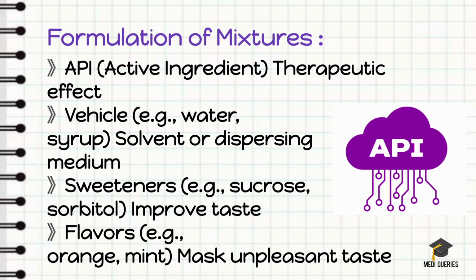And next one is the vehicle. The vehicle is mainly used to dissolve or disperse the ingredients. Example, water, syrup. Sweeteners are used to improve the taste of the preparation. Example, sucrose, sorbitol. Flavors are mainly used to mask the unpleasant taste of the preparation. Example, orange, mint. Flavors need to be added in the preparation, especially for syrups for children's use.